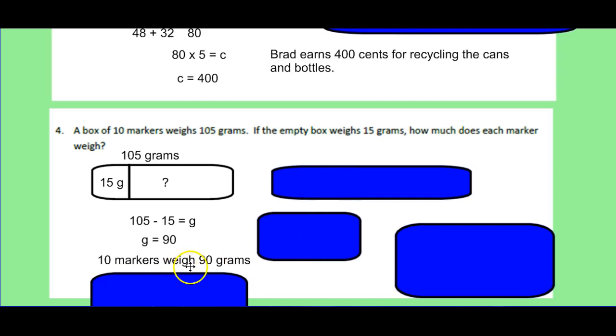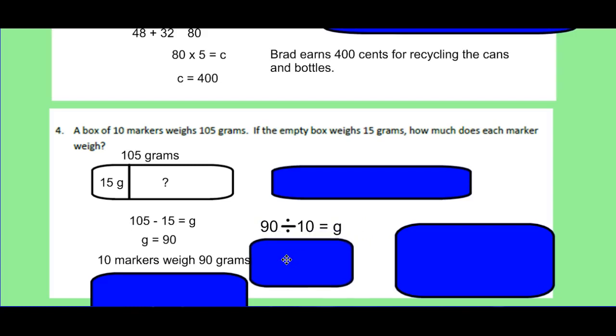Okay, so if I have 10 markers and they weigh 90 grams, I'm trying to figure out how much does each marker weigh. So now I'm going to be taking 90 divided by 10, because 90 was our total and 10 was how many groups we had, and it's still going to equal G because we're still trying to find how many grams we have. So I want you to go ahead and write this equation down, and I want you to solve for G and tell me how much is G.